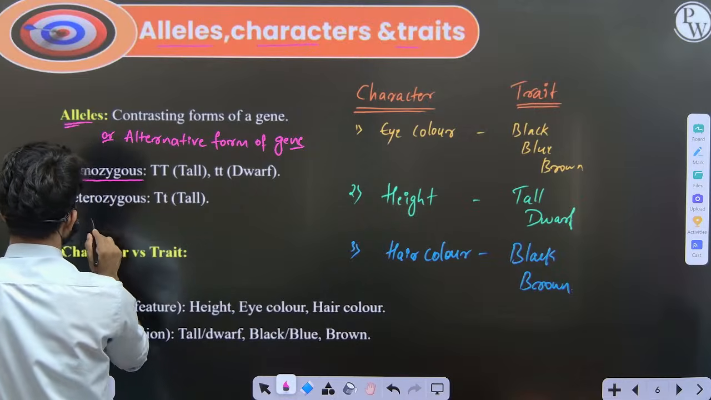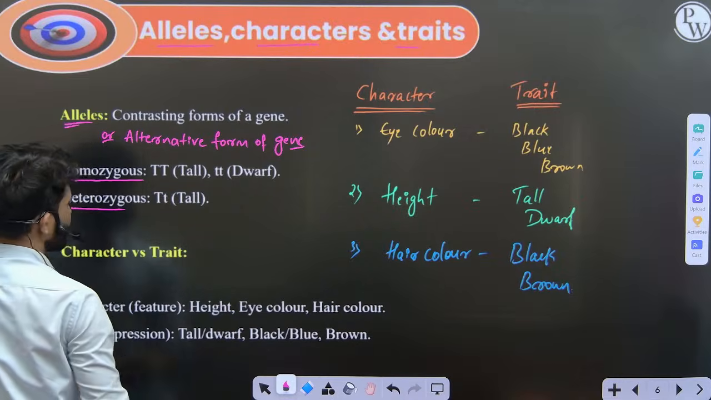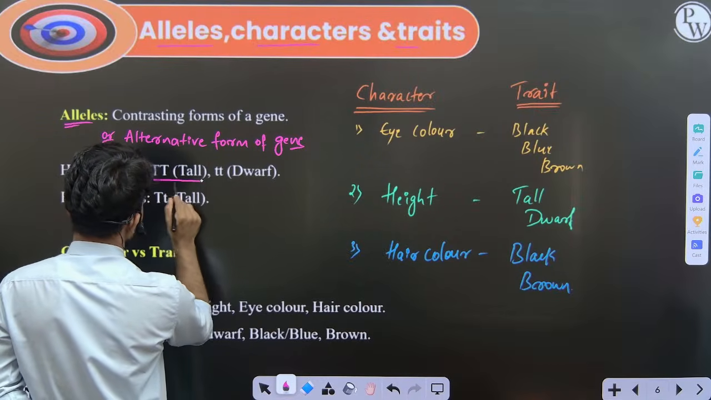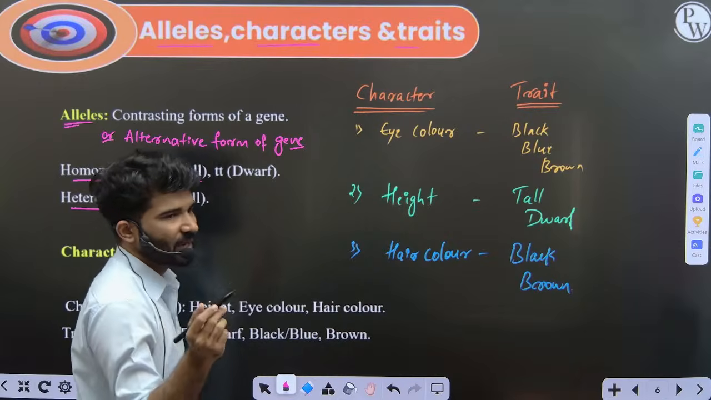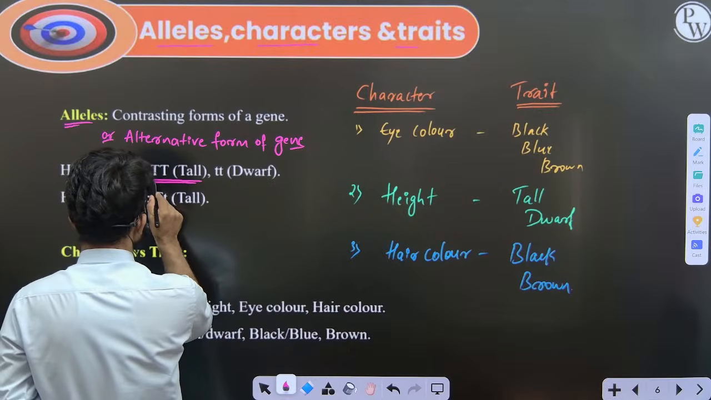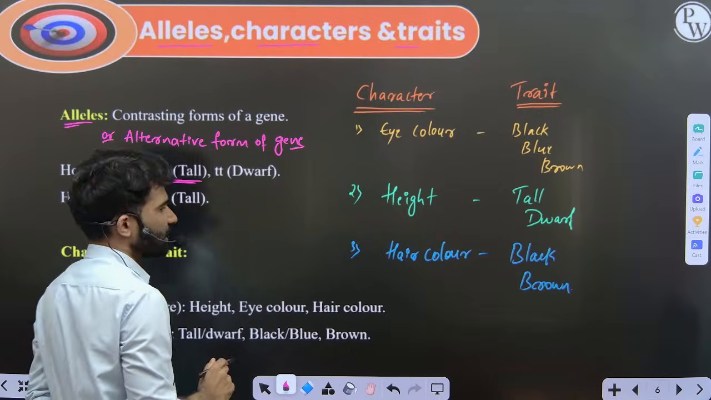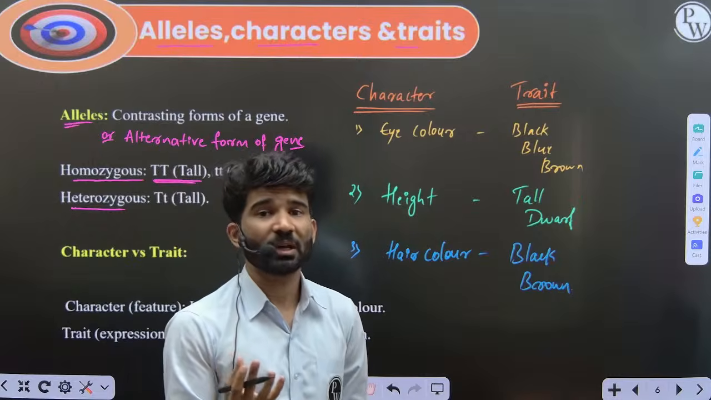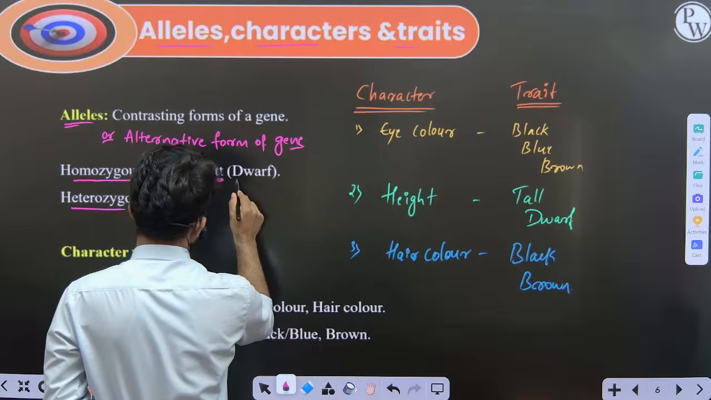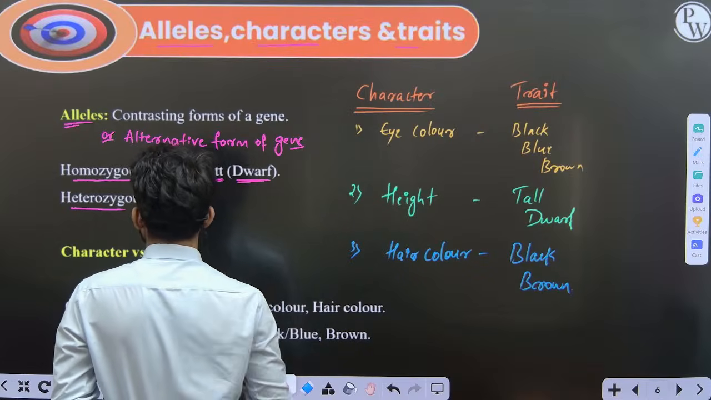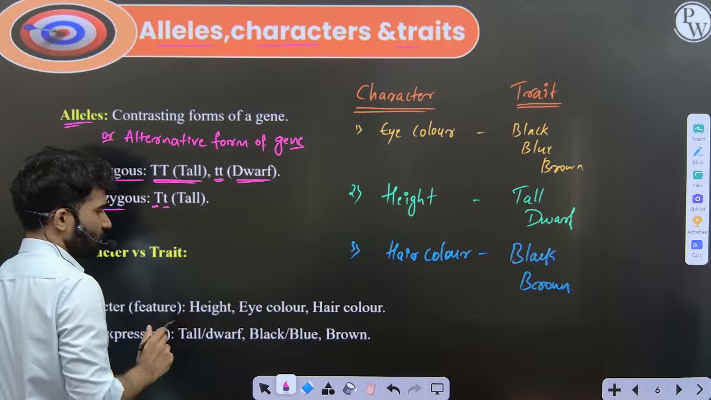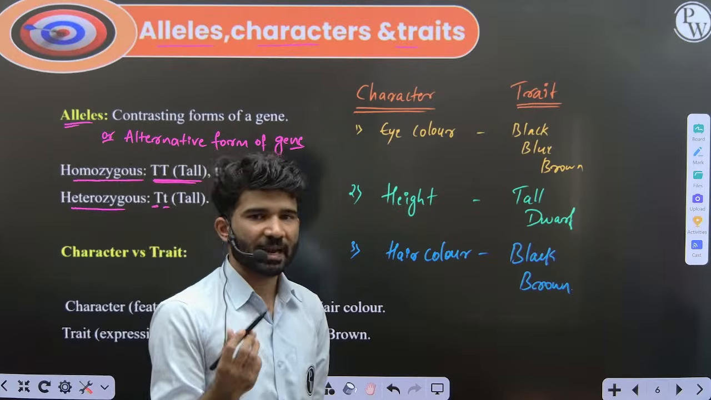So you can see there are different types of alleles. One is the homozygous allele, another one is the heterozygous allele. When it comes to the homozygous allele, since genes can't be seen with the bare eye, they can be represented with a capital T for the tall allele, and with homozygous both alleles are the same. When it comes to the heterozygous allele, one is capital T, another one is small t. It also codes for the tall character of an organism.